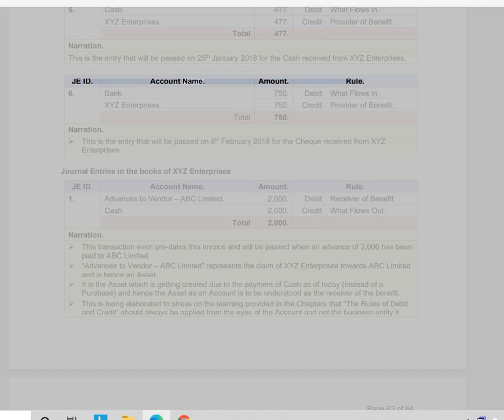JEID, account name, amount, rule. 6. Bank, 750, debit, what flows in. XYZ Enterprises, 750, credit, provider of benefit. Total 750. Narration: This is the entry that will be passed on 8th February 2018 for the check received from XYZ Enterprises. Journal entries in the books of XYZ Enterprises.